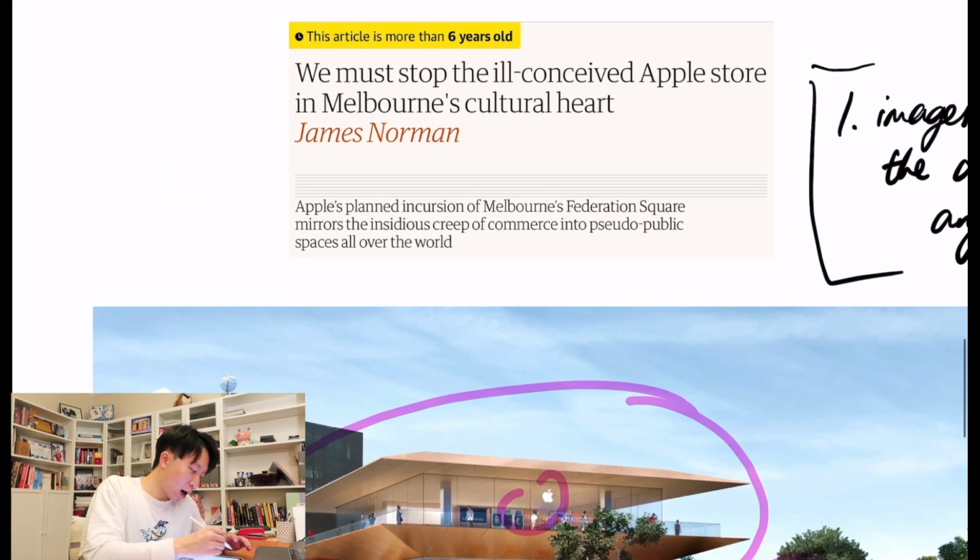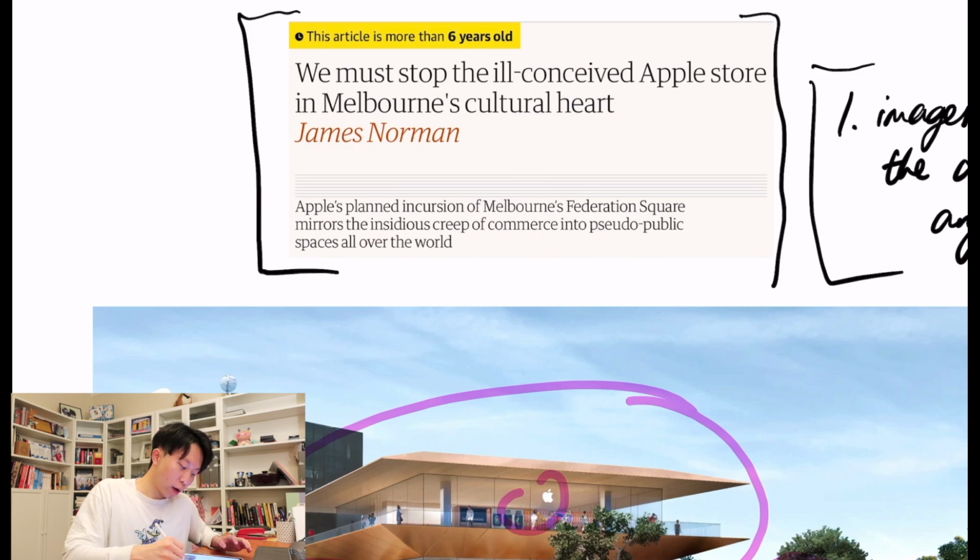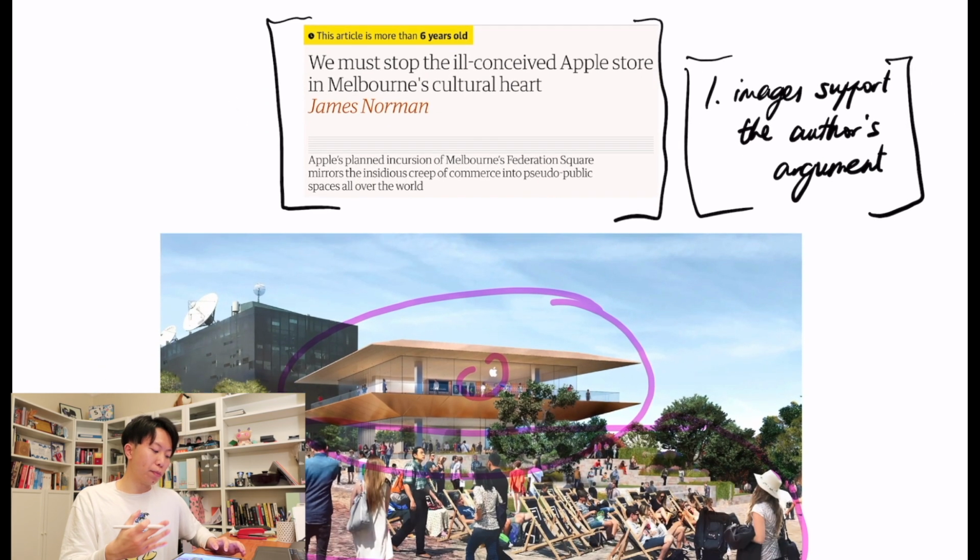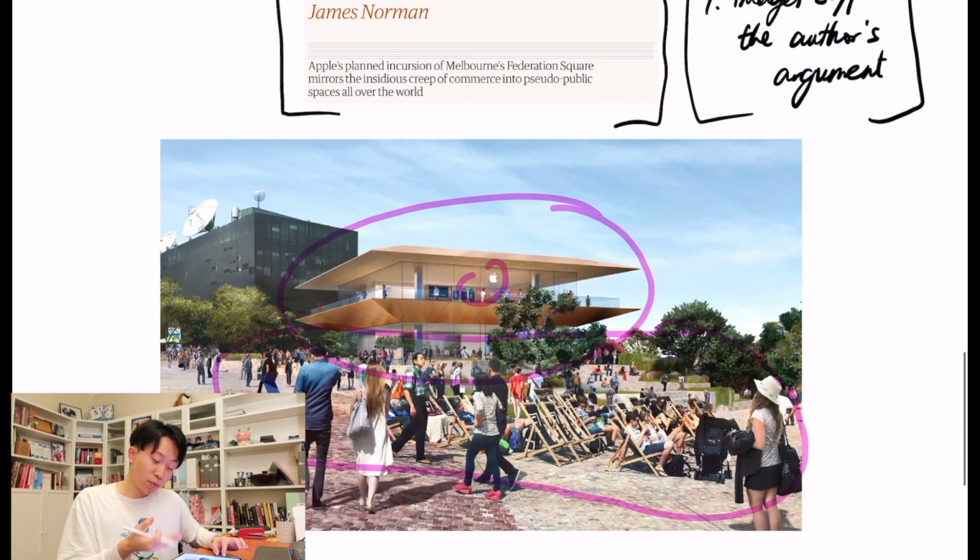And then when you consider the article, the context of the article is that Apple wanted to build this store in Federation Square. And the author's argument was that this was a terrible idea, that building this store represents making Federation Square into a business, putting commercial buildings into this cultural environment is not good. It's harming the culture and destroying the integrity of Federation Square. So that's not what the image exactly looks like, but now we need to think about it in the context of the article.